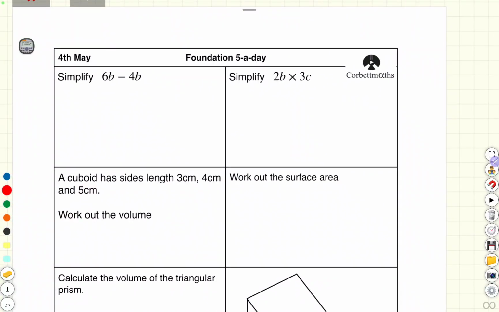So question number 1 is simplify this following expression. So we've got 6b's, take away 4b's, and that is going to be 2b's.